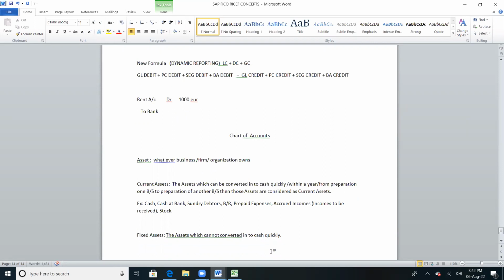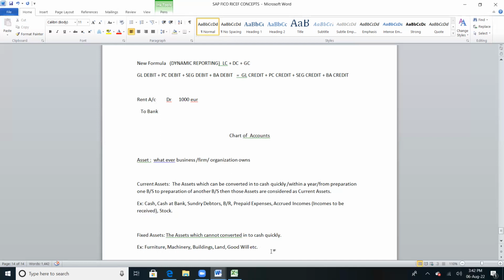Right? For example, furniture, machinery, buildings, land, goodwill, etc. Is this clear now?